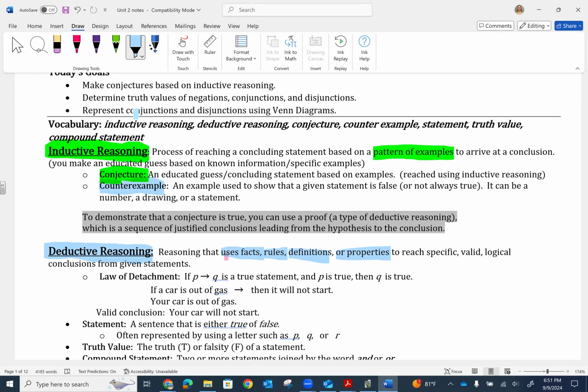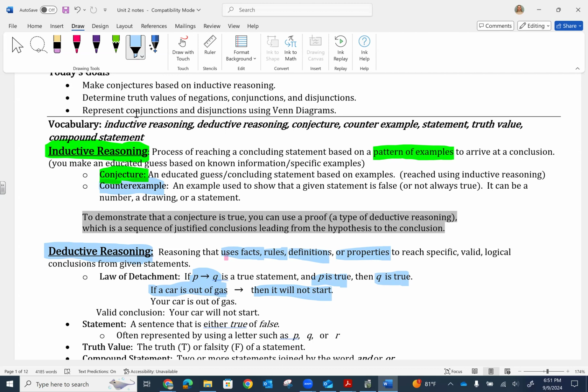There's something called the law of detachment. If P goes to Q, if P then Q, then if P happens, Q will be the result. An example would be if you have a job and work there, then you're going to get paid. That could be an example of if P then Q. If a car is out of gas, that's the if, then it will not start. Your car's out of gas, therefore it will not start.